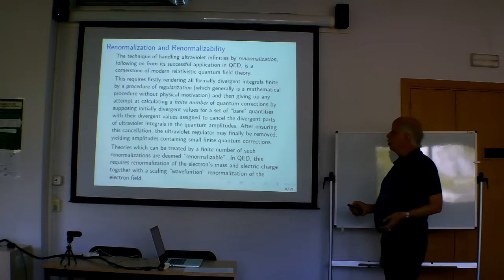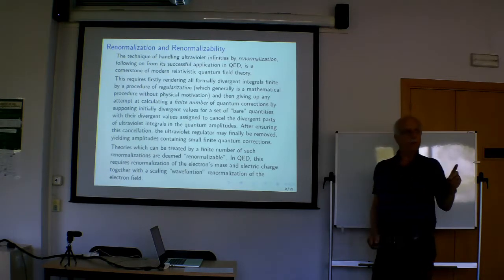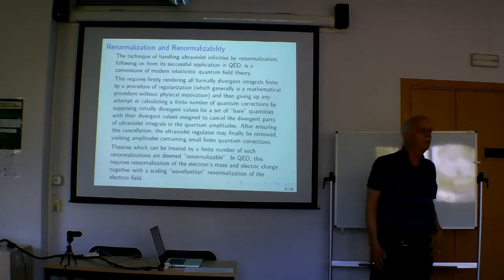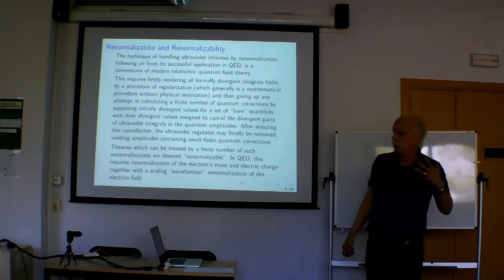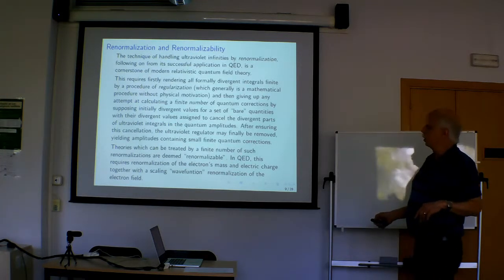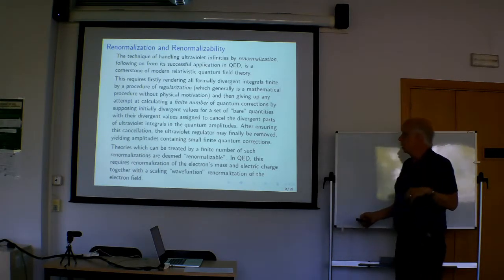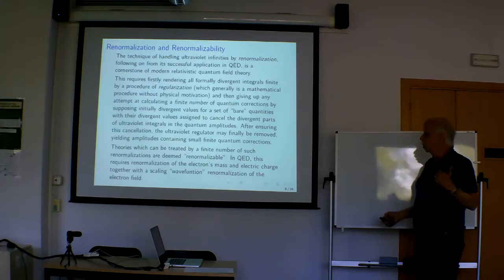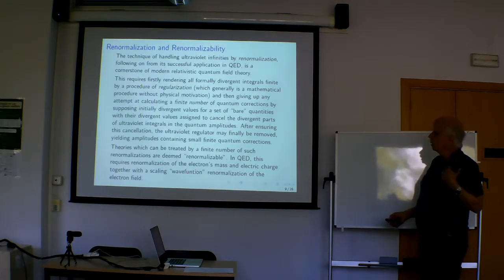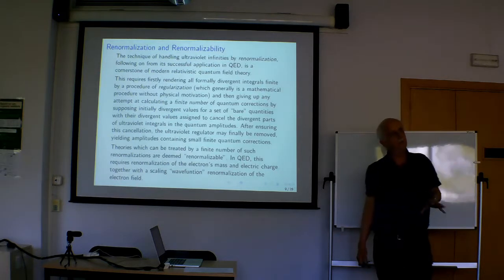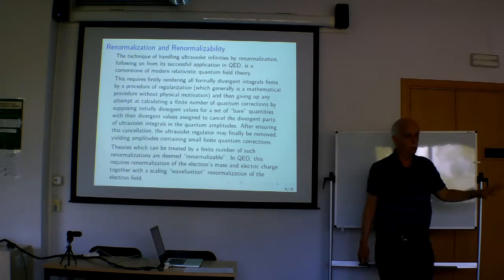Now, in a theory where you can do this by a finite number, you have to agree to knock on the experimentalist's door a finite number of times. If you have to continue knocking indefinitely, he's going to get tired. Right? So if the theory has a finite number of such renormalizations, you call it renormalizable. And in QED, this requires renormalization of the electron's mass, its charge, and another renormalization called the wave function, the scaling renormalization of the electron field itself.